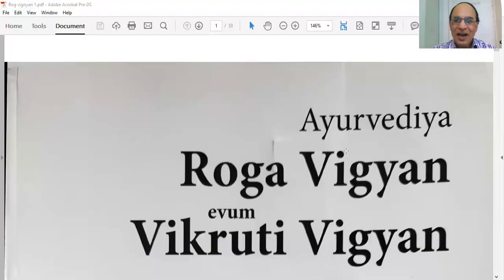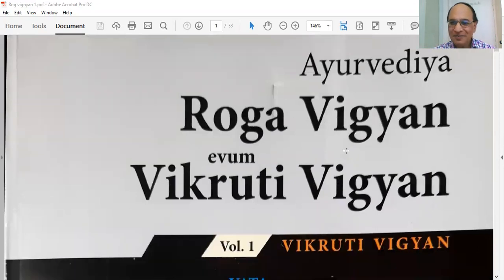So let us start the review of this book with sample pages that I have collected as a PDF file. I will share my screen right now, and then I will discuss more about this book. Okay. So Ayurvediya Roga Vigyan evum Vikruti Vigyan. This is the topic for second year BAMS students. They have the subject Roganidan. This subject is very important in our medical practice.